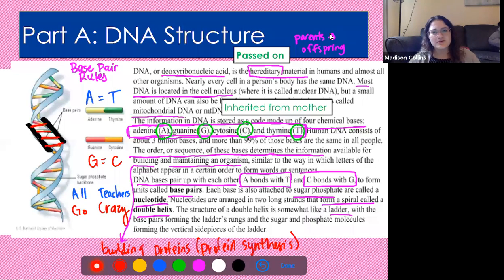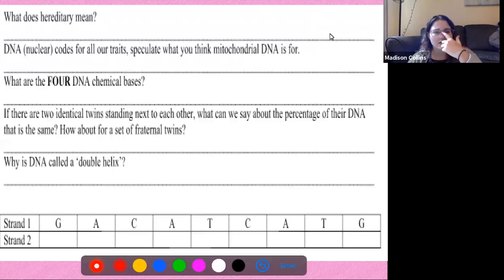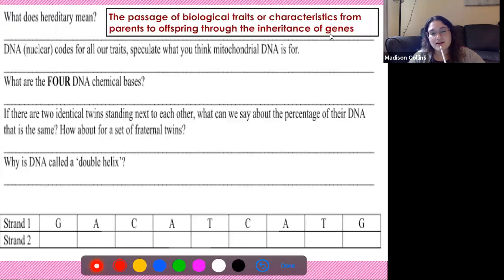Right? So now let's answer some questions about what we just read. First up is, what does hereditary mean? So hopefully you remember that hereditary is talking about the passage of biological traits or characteristics, specifically from parents to offspring, through the inheritance of genes. So we're basically just talking about what genes or what characteristics you inherit from your parents, what they pass on to you.